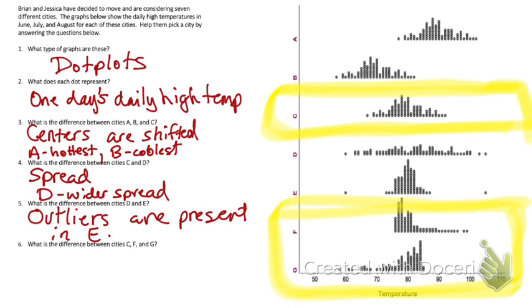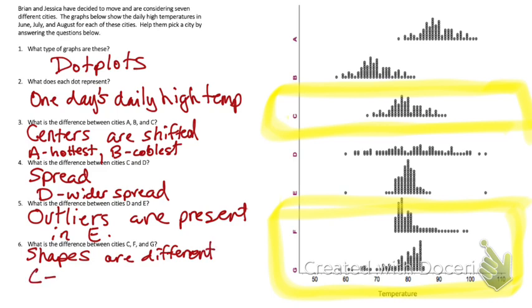All of these have the exact same range. If I take the high minus the low, they would have the same range or the same spread. None of them have an outlier. So the only difference is the way that they're shaped. So their shapes are different.